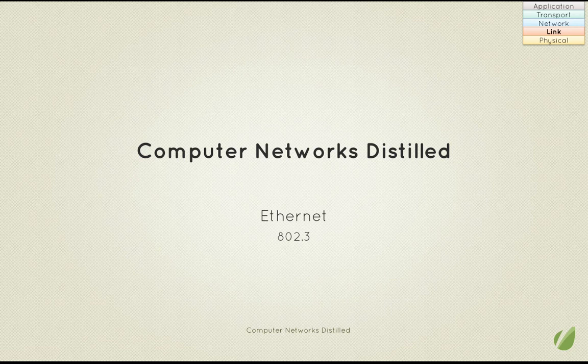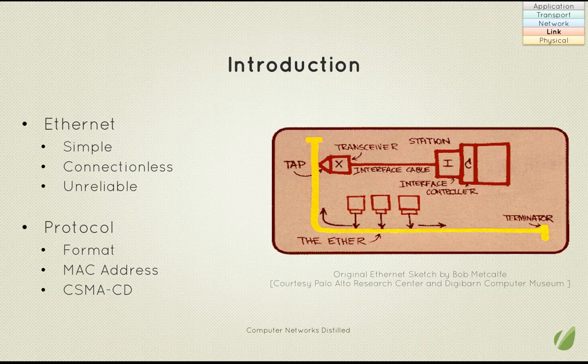In this lesson, we're going to be looking at Ethernet, which is standardized in 802.3. Ethernet is a simple, connectionless, unreliable link layer protocol that happens to be the dominant wired local area network technology. It has a long history and it's evolved a lot over the years. In this lecture, we're going to look at the format of Ethernet packets, talk a little bit about MAC addresses, and talk about CSMA/CD, some letters that mean a lot to the design of Ethernet.